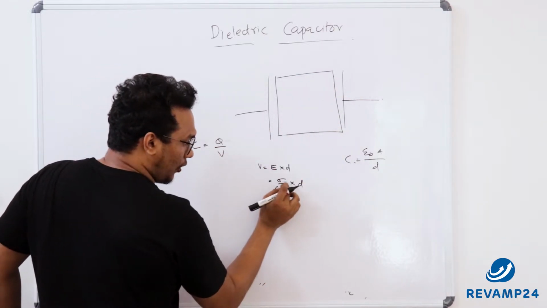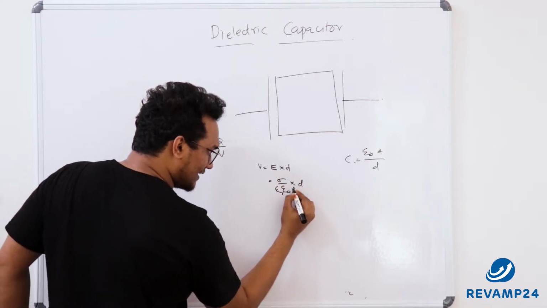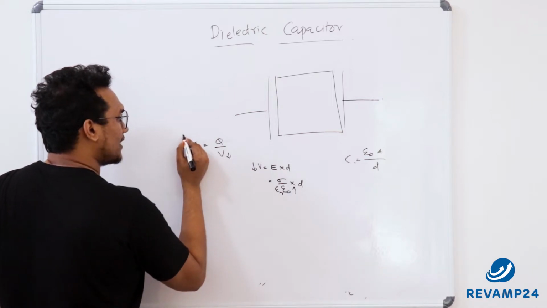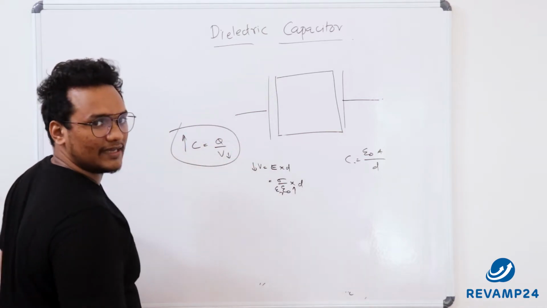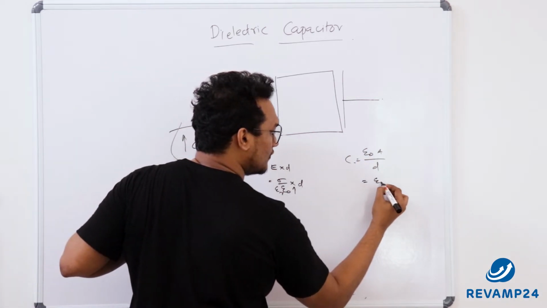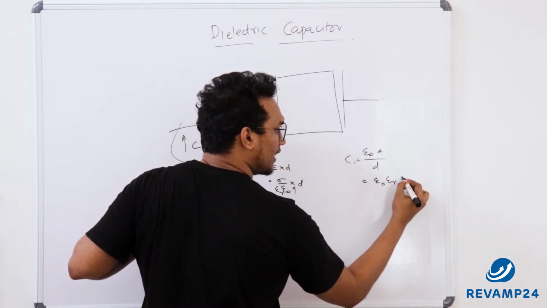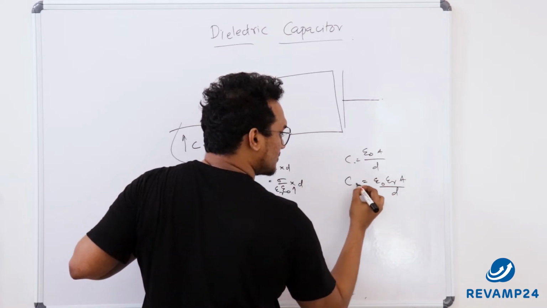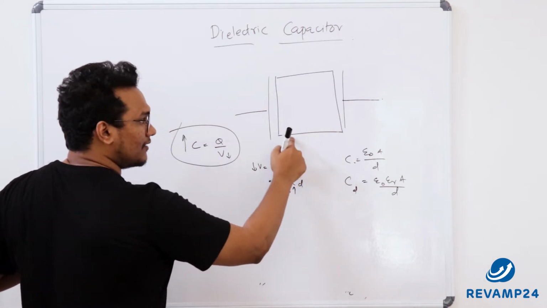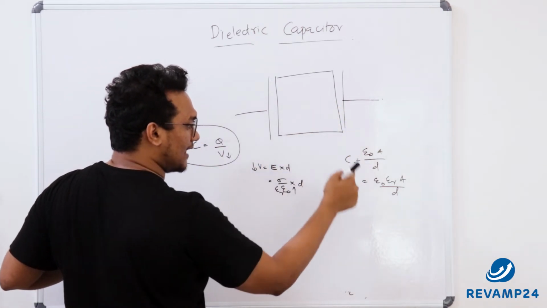Now what will happen when a dielectric is inserted in between two parallel plates in the capacitor? The total value of this increases, so potential decreases. When potential decreases, capacitance increases. Clear? And the value of capacitance, along with epsilon 0, the new value will be epsilon 0 into epsilon r into A by D. So this is the capacitance of a parallel plate capacitor with dielectric in between.